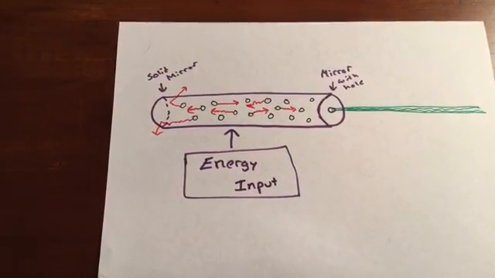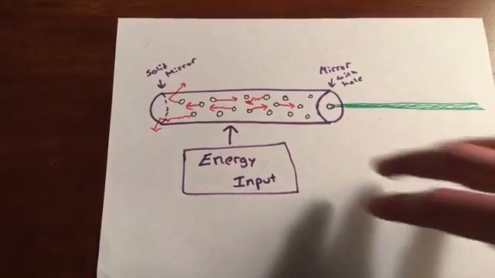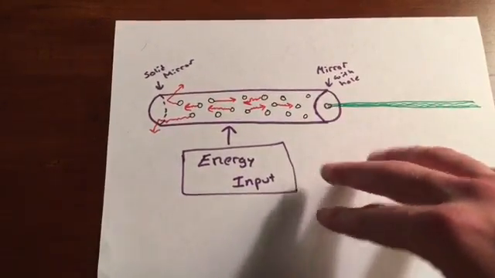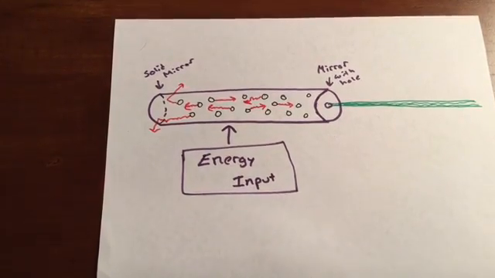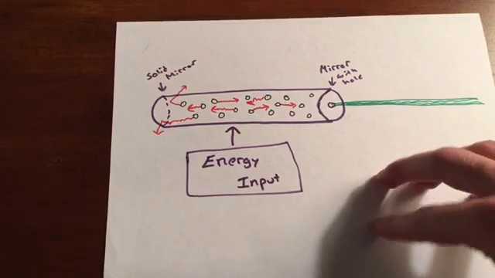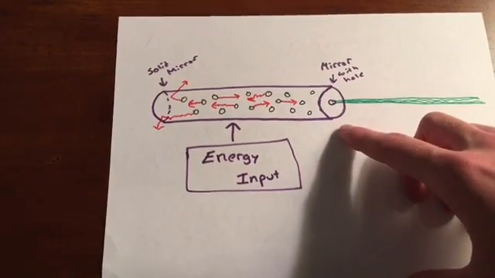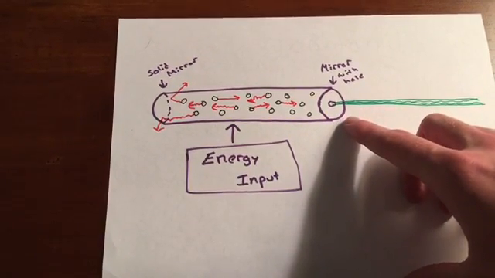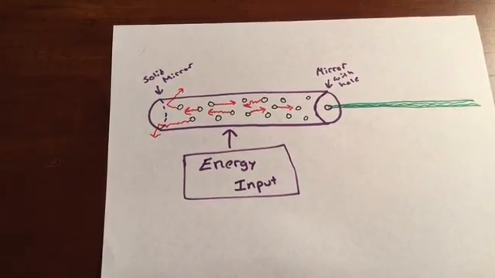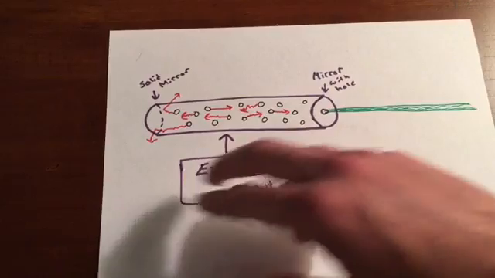So here's how it all comes together. Right here we have our energy input, and then we have our laser setup. The laser is a cylinder, and it has a substance inside which has all these atoms. On one side of the laser you have a mirror with a hole in it which allows the laser beam to escape out. On the other side of the laser you just have a solid mirror.